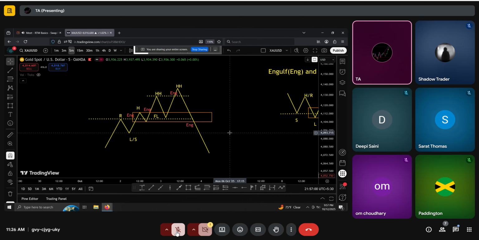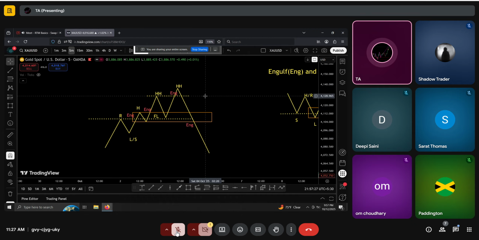Okay. But when we trade, we focus on important engulfs. And important engulfs arise from breaking the important zones. So what is the important zone? In this structure, the most important zone is this FL. You know, FL is an important zone.